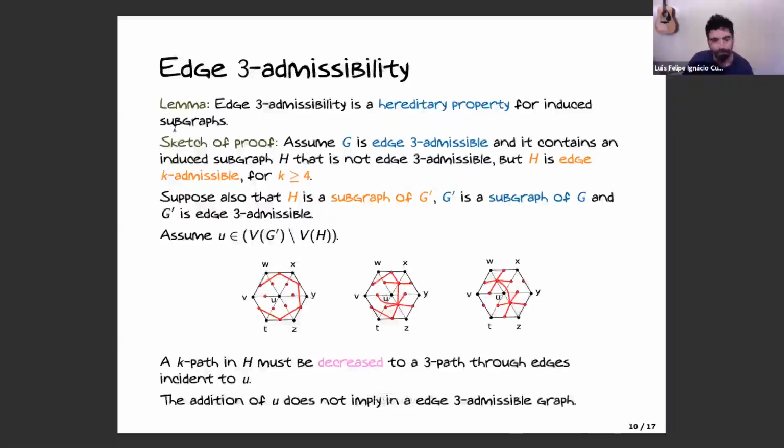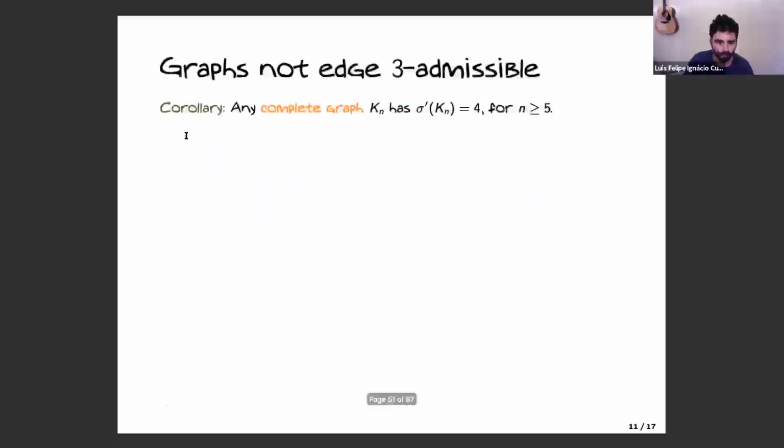Why do we have this lemma? Because now we can consider subgraphs that cannot be in an edge tree admissible one. So if you consider a complete graph K_n for n at least 5, we have that the edge stretch index of them is equal to 4.